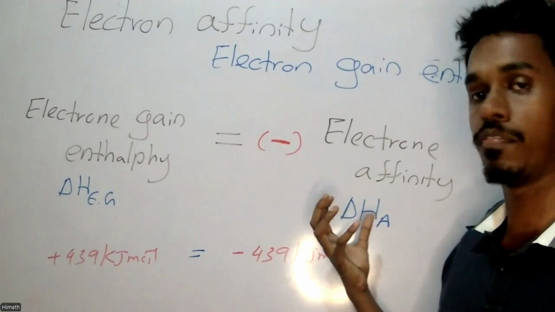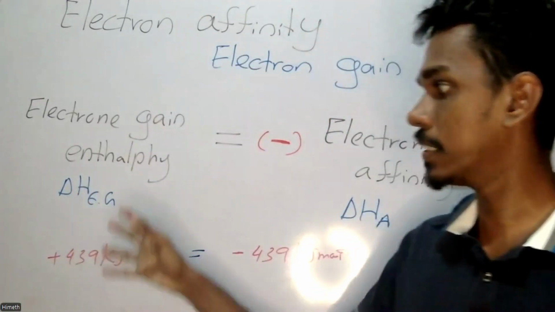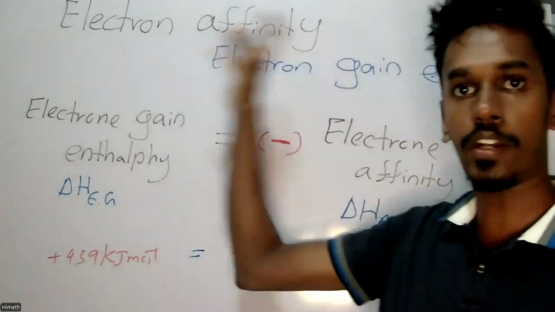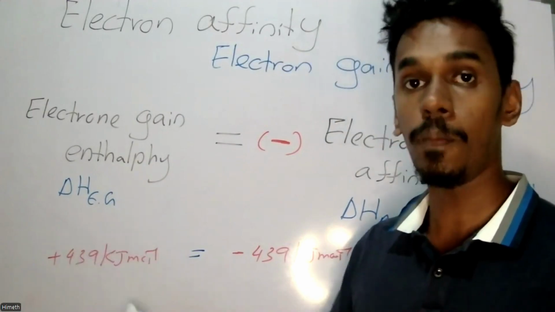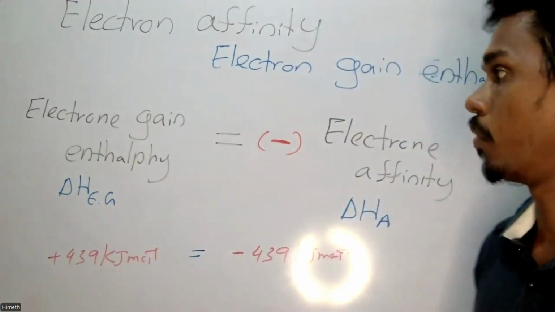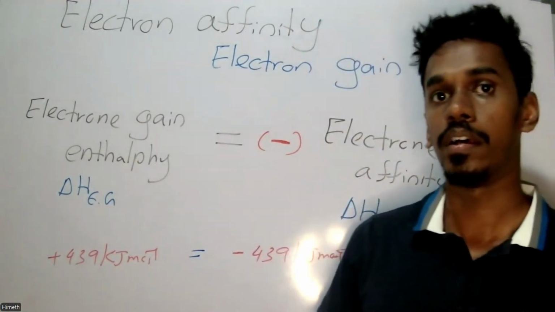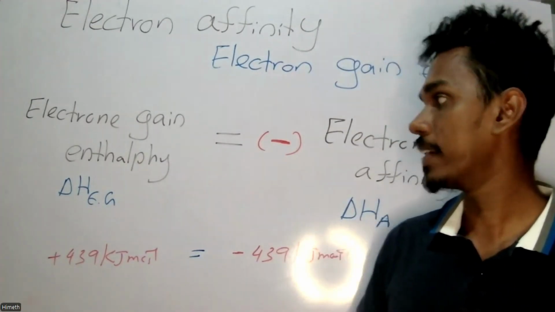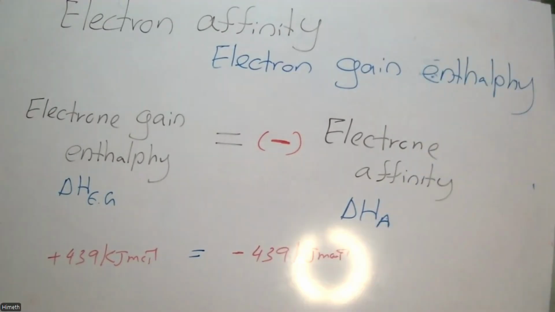So negative sign of electron affinity means if the electron gain enthalpy has a positive sign, the opposite sign will be taken by the electron affinity of this atom. If the electron gain enthalpy of an atom is, sorry, negative, then the electron affinity of that atom will take a positive sign. So the value is always the same when comparing the electron gain enthalpy and the electron affinity of that atom, but the difference is that it will take the opposite sign.